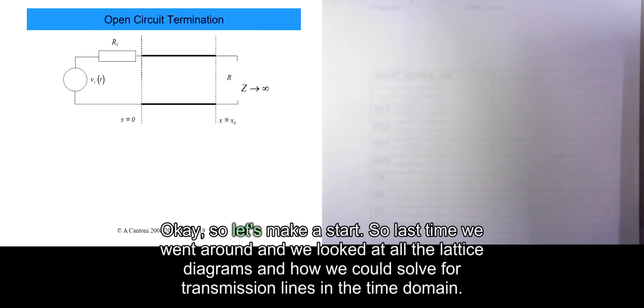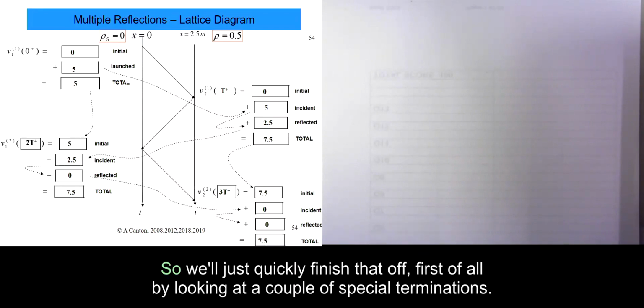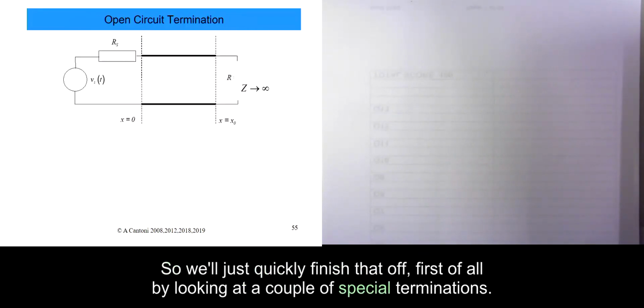Okay, so let's make a start. Last time we went around and looked at all the lattice diagrams, and how we could solve for transmission lines in the time domain. We'll just quickly finish that off, first of all, by looking at a couple of special terminations.